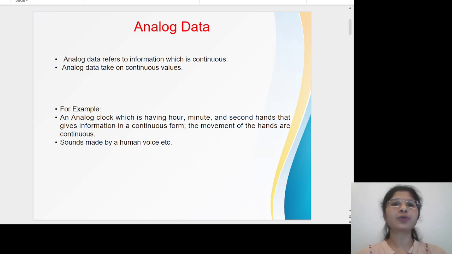Now, first is what is analog data? Analog data refers to the information which is continuous. Analog data takes continuous values. For example, an analog clock which is having hour, minute and second hands gives information in a continuous form. The movement of the hands is continuous. Sounds made by human voice.